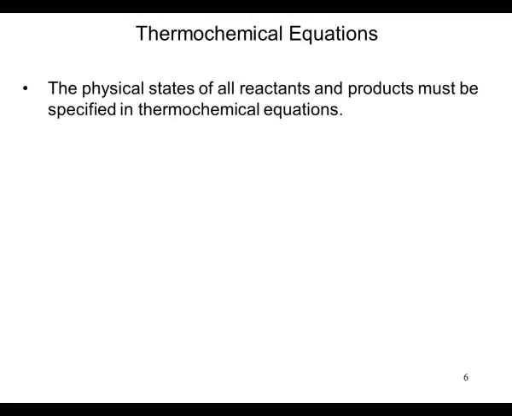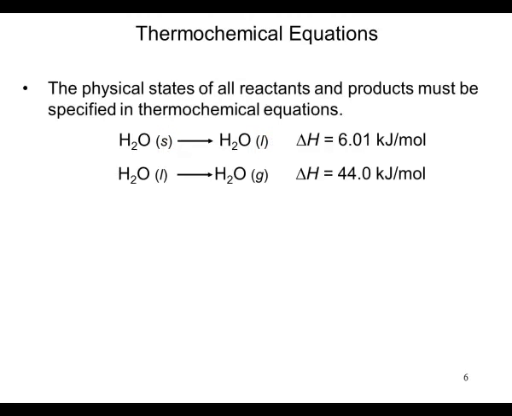The physical states of all reactants and products must be specified in thermochemical equations. If you look up the value for solid water becoming liquid water, it's a delta H of 6.01 kilojoules per mole. But if we convert liquid water into gaseous water, that is the vapor, notice that the delta H for this process is 44 kilojoules per mole, so it clearly depends upon the state.